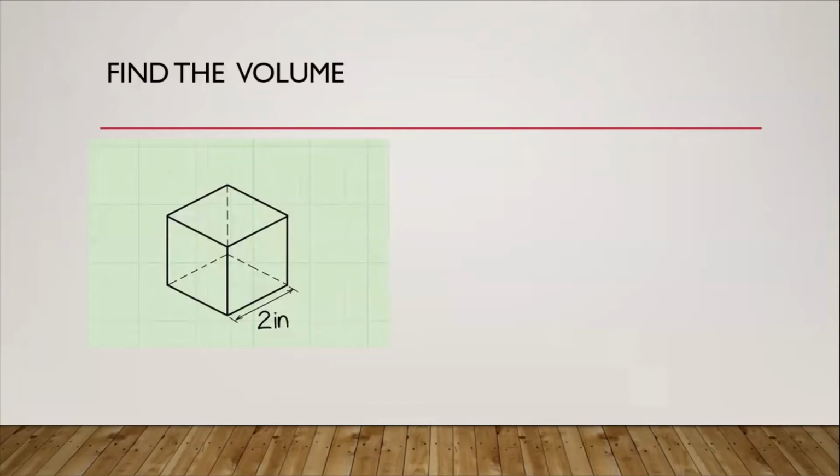We have here a cube wherein the side is 2 inches. We all know that in a cube, all of its sides are equal. So for this one, let us use the formula volume is equal to side raised to the power of 3, or volume is equal to side times side times side. Based on our example, the side of this cube is 2 inches. So substitute 2 inches times 2 inches times 2 inches. 2 times 2 is 4. 4 times 2 is 8. So for our final answer, the volume of this cube is 8 cubic inches.